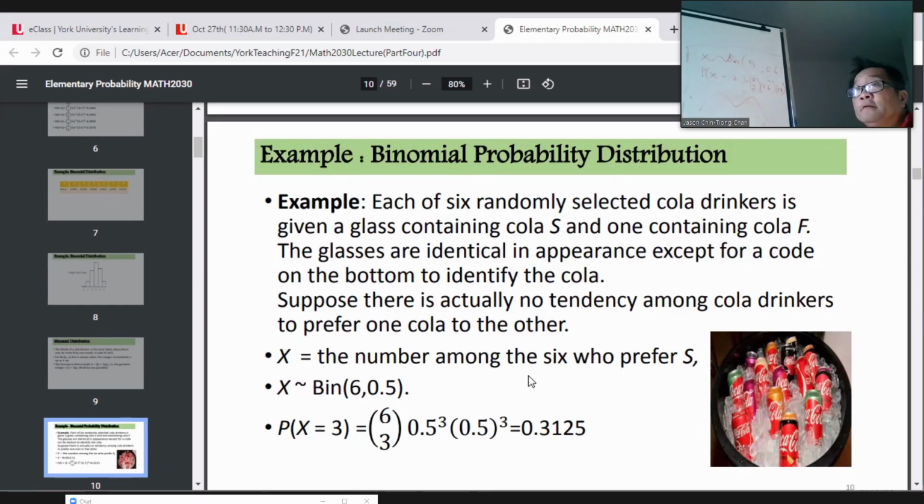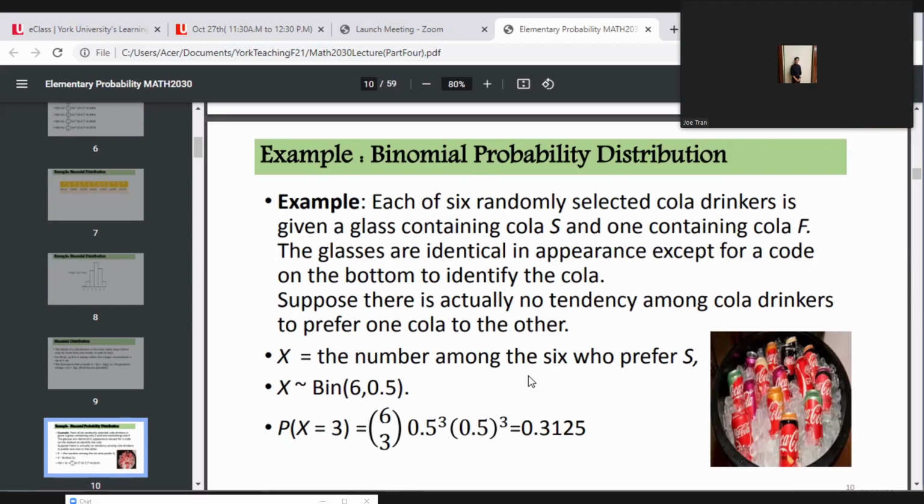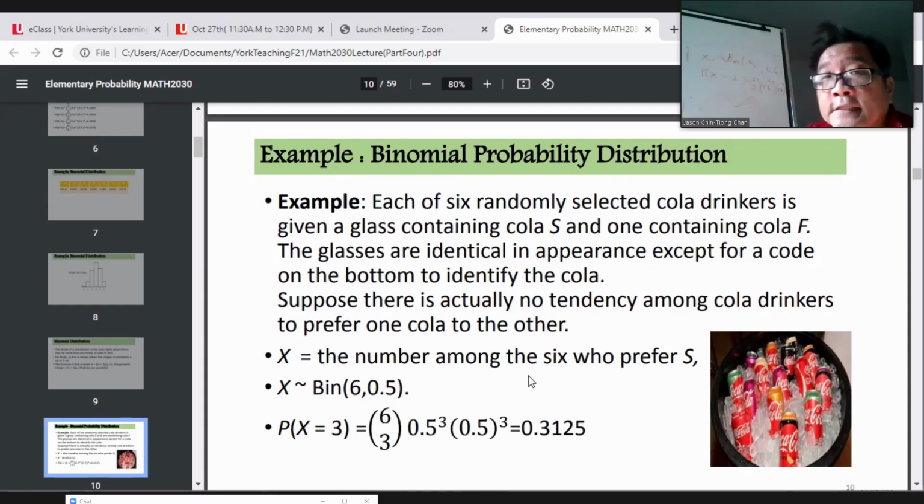Anyone can respond? Is it because there's only 2 types of Coke and it's only either Cola S or Cola F? Oh, yes, because they say no tendency. No tendency, that means what? They are okay. Both are okay. So that means they like both. Okay, they like both. So if they like both, that means what? Each one is what? 50%. Yeah, that's why here is 0.5.